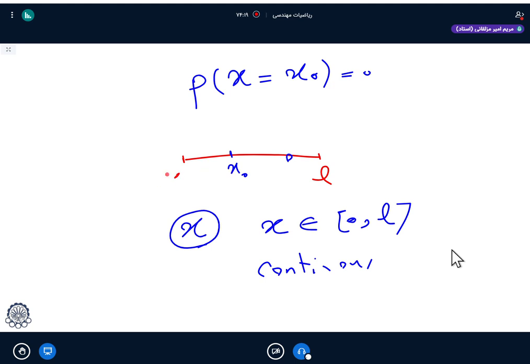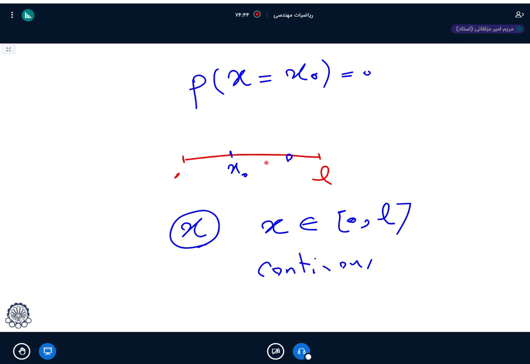Okay? We have infinity numbers that are continuous in the interval between 0 and L. So the probability that our random variable is equal to a specific number in this interval is equal to 0, because we have an infinite number of points in this interval. In this part, we focus on probability and random variables, and we expect that you will be more familiar with these concepts.